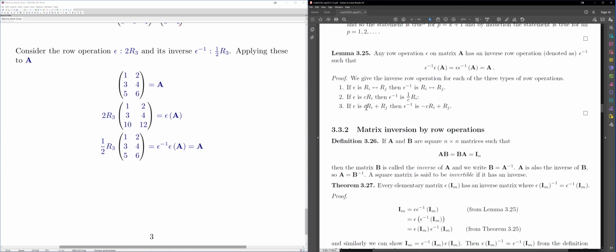In other words, if you added row i times c to row j, then what you need to do for the inverse is subtract row i times c from row j.